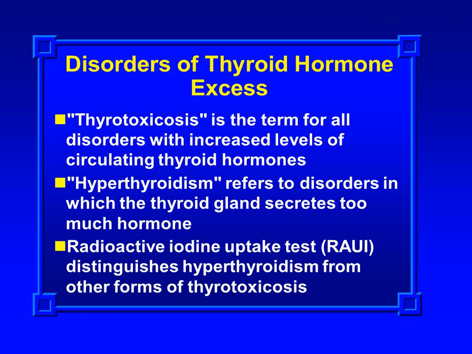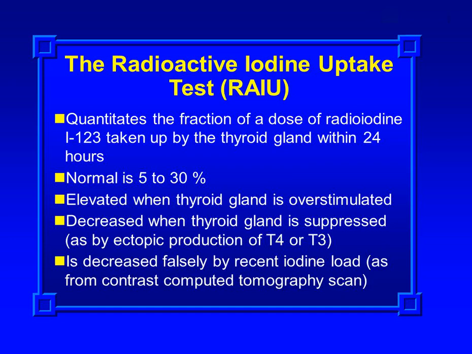Disorders of thyroid hormone excess. Thyrotoxicosis is the term for all disorders with increased levels of circulating thyroid hormones. Hyperthyroidism refers to disorders in which the thyroid gland secretes too much hormone. The radioactive iodine uptake test, RAIU, distinguishes hyperthyroidism from other forms of thyrotoxicosis. It quantitates the fraction of a dose of radioiodine I-123 taken up by the thyroid gland within 24 hours.